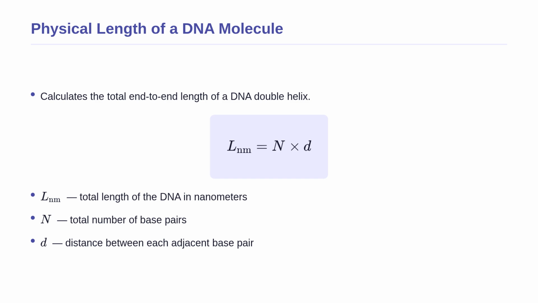If the number of base pairs increases, the total physical length of the molecule increases proportionally. By knowing just how many base pairs are in a genome, we can determine exactly how long the uncoiled DNA strand would be.